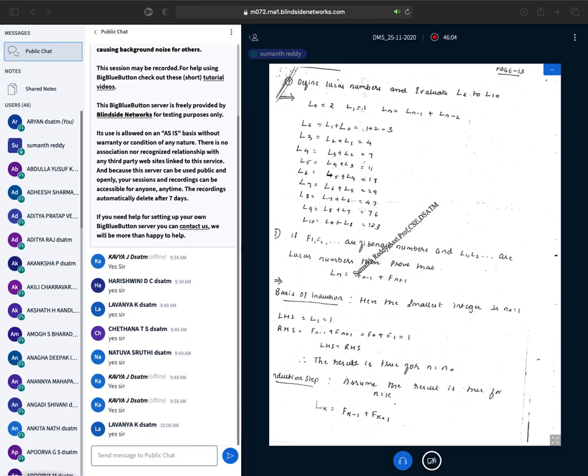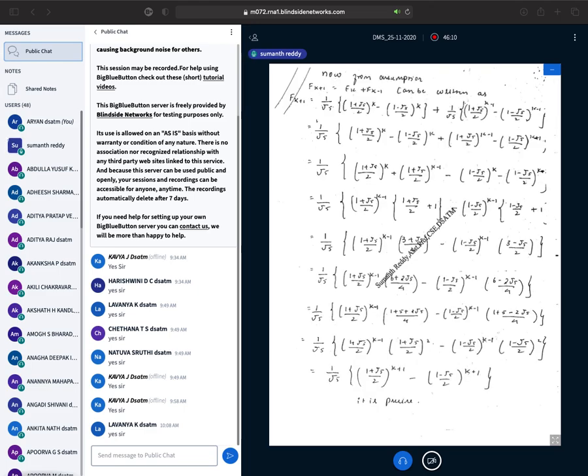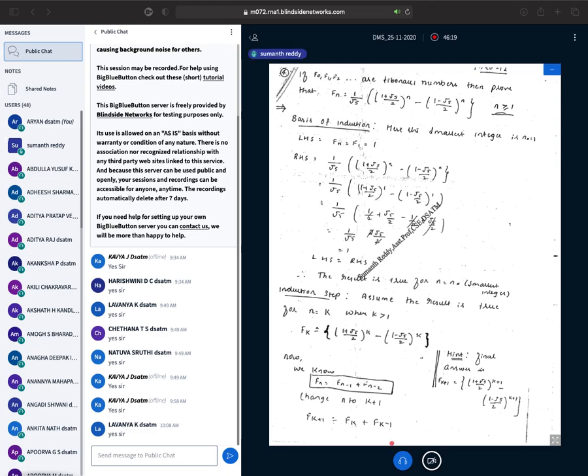In the next class, I will continue with the Lucas numbers. Till here, till Fibonacci numbers, you just have a look at these problems. I will discuss this last problem again in the next class. So in tomorrow's class, I will continue with the Lucas numbers, and along with that, I will discuss this last problem.